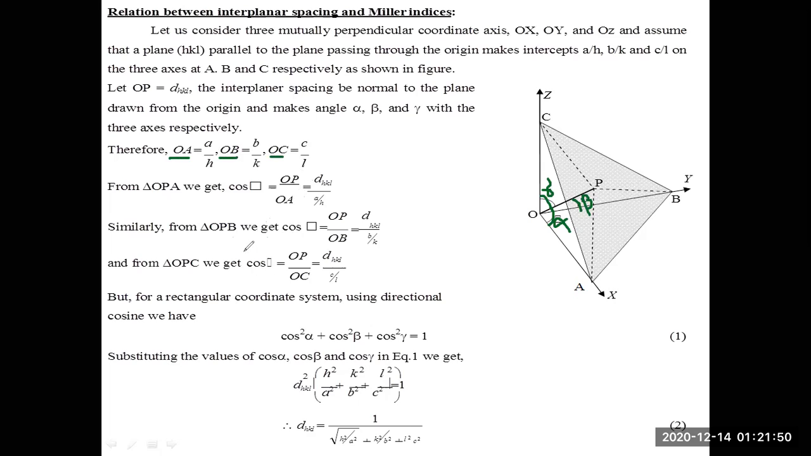So now you can just see there is a right angle triangle OPA. When you see this right angle triangle OPA, this is one right angle triangle. When I take this OPA, what is my aim? I want to calculate the value of OP. That value of AP you already know, that is d_hkl.